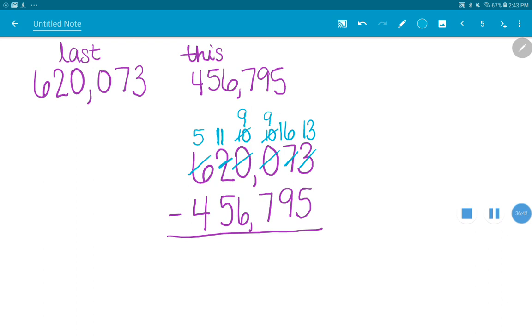So let's subtract. 13 minus 5 is 8. 16 minus 9 is 7. 9 minus 7 is 2. 9 minus 6, 3. 11 minus 5, 6. 5 minus 4, 1. So how many more people attended the parade last year than this year?